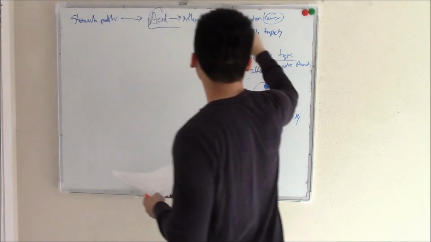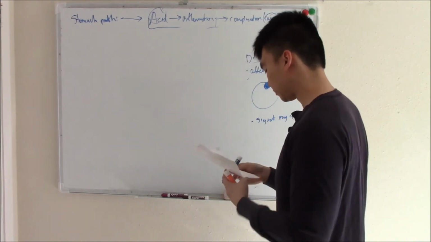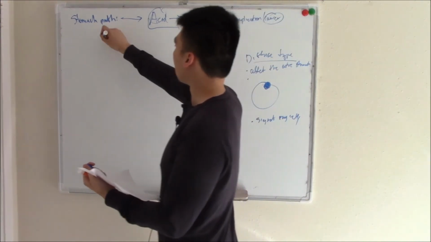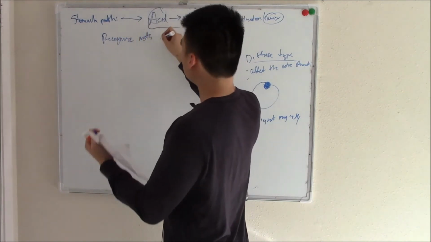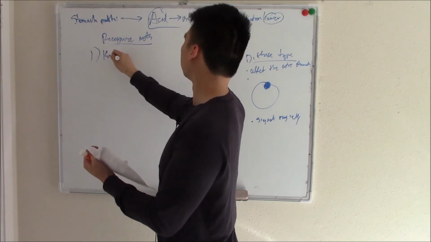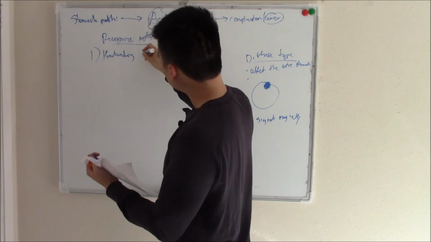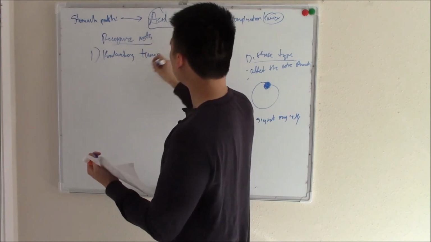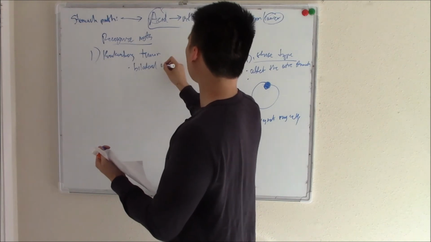Let's talk about how you can recognize metastasis of gastric cancer. So, all right, recognize mets. The first example is Krukenberg tumor. Krukenberg tumor is when the cancer spreads to your ovaries, especially bilateral. So bilateral ovaries.